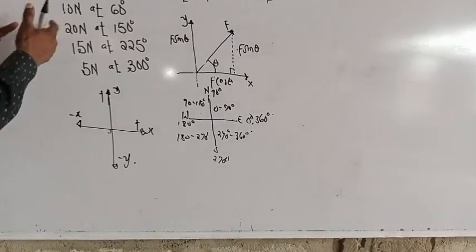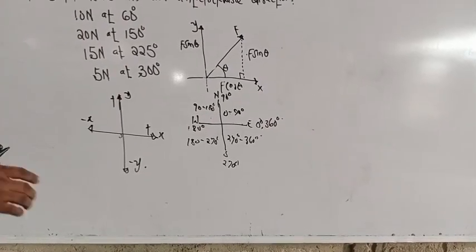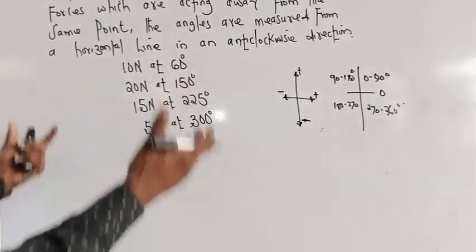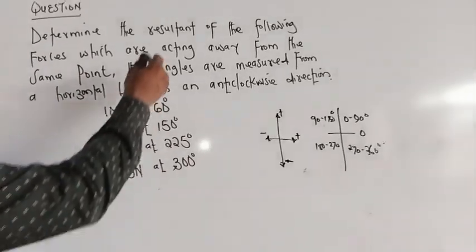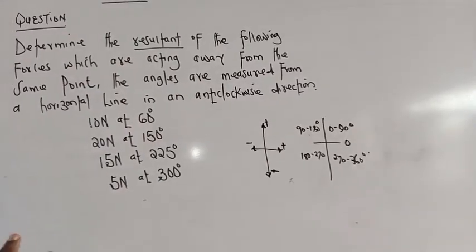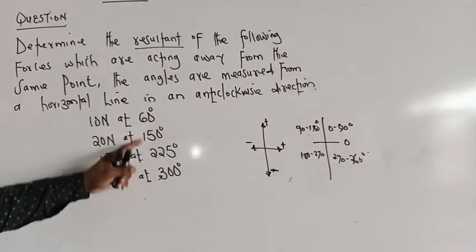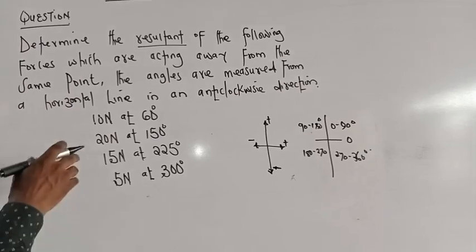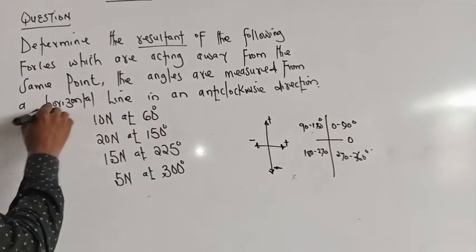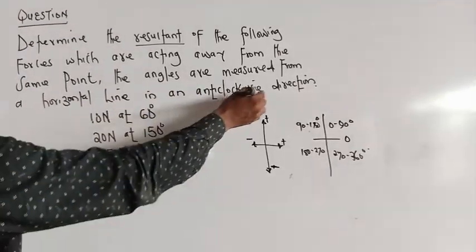With that, let's go back to our questions. All right, so with that explanation done, let's answer the question. So we should find the resultant force. Like we said earlier, it's a single force whose value is equal to the sum of all forces acting at a point. So don't forget, the question says the angles are measured from the horizontal line in anti-clockwise direction.